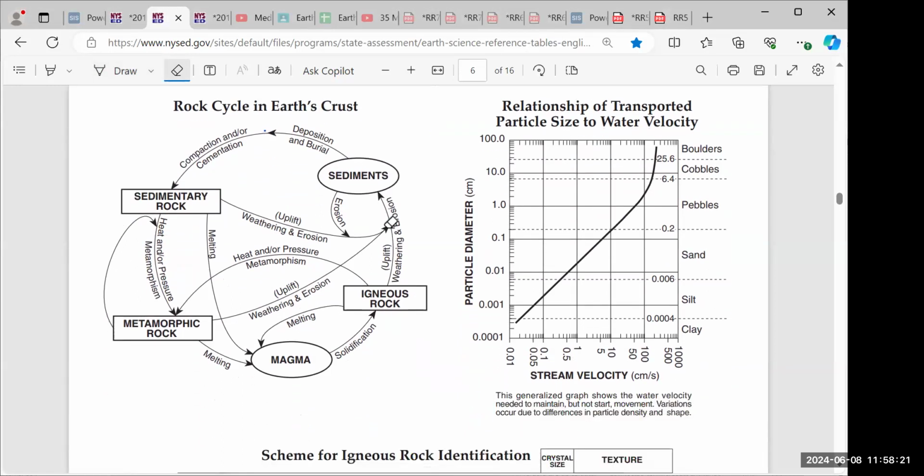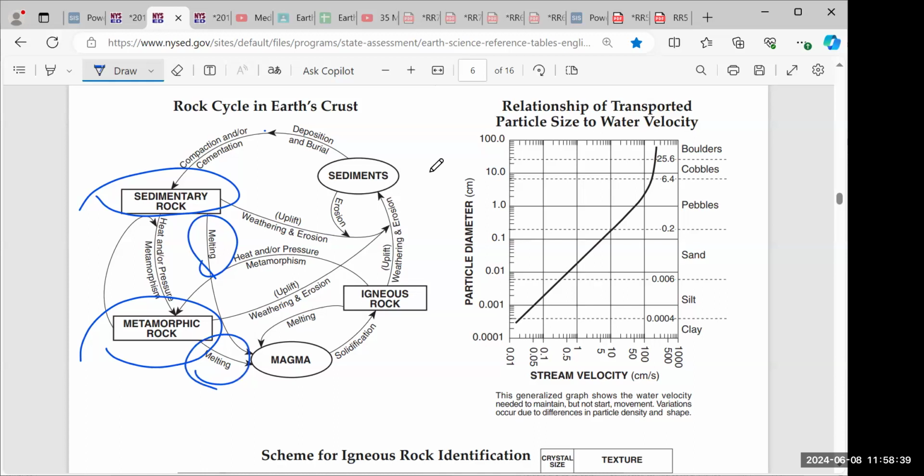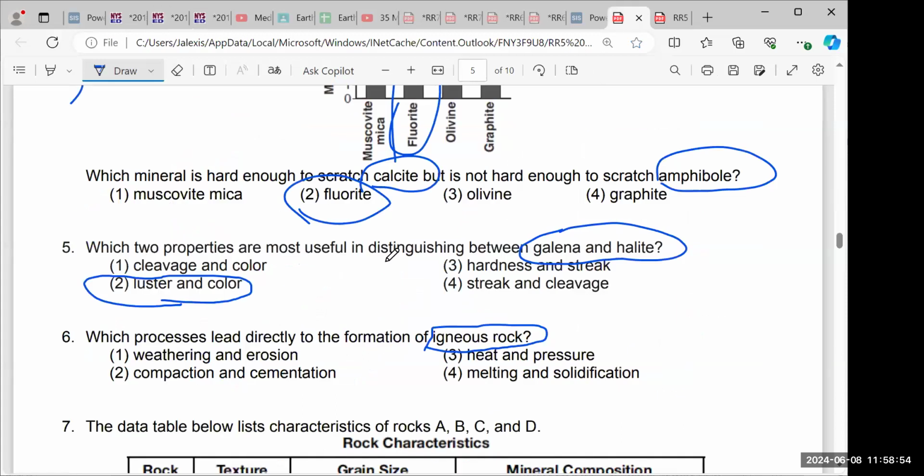All right. One thing that I notice, if I'm starting from a sedimentary rock, or even from a metamorphic rock, there are 2 processes that you always have to go through, right? Melting to turn it into magma, and then solidification. So those 2 processes always have to go through melting and solidification. That's why the correct answer is choice 4.